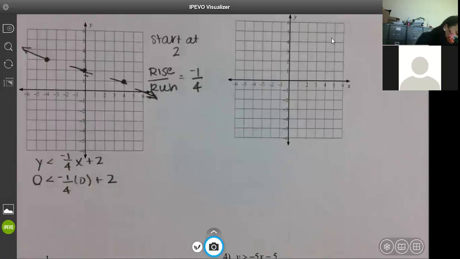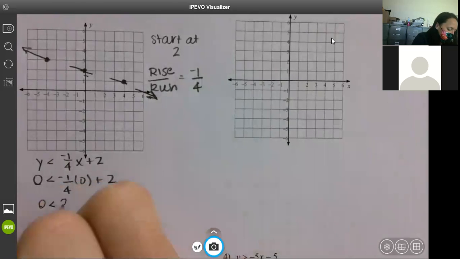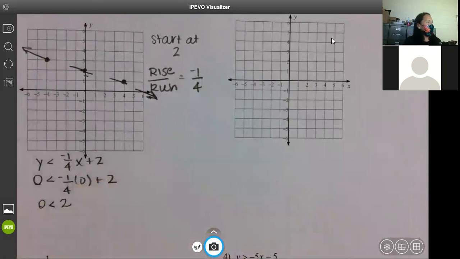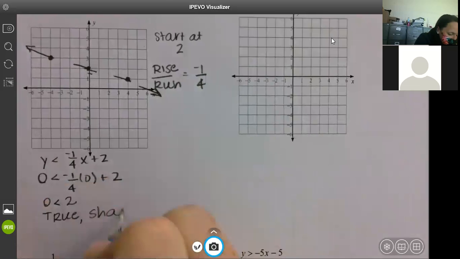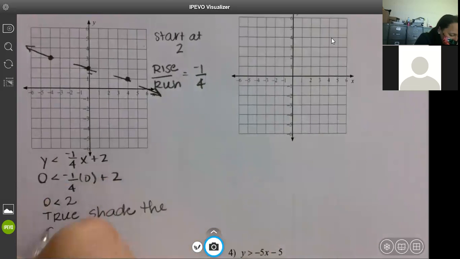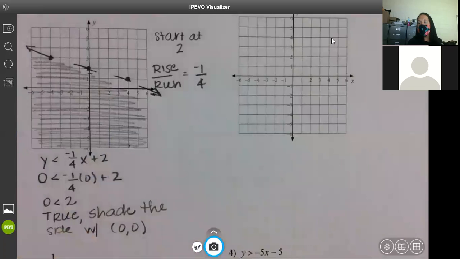What is -1/4 times 0? 0 plus 2. Is 0 less than 2? So this is a true statement. So that means shade the side with 0, 0. So you're just going to take your pencil and shade the side of the line where 0, 0 is. That is it. So the two new things are whether it's solid or dashed, and then where to shade. You should know how to graph it.